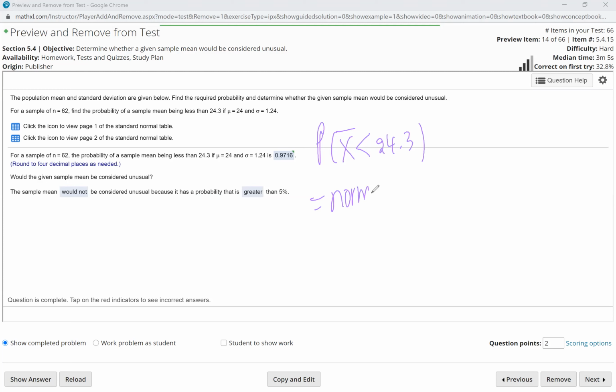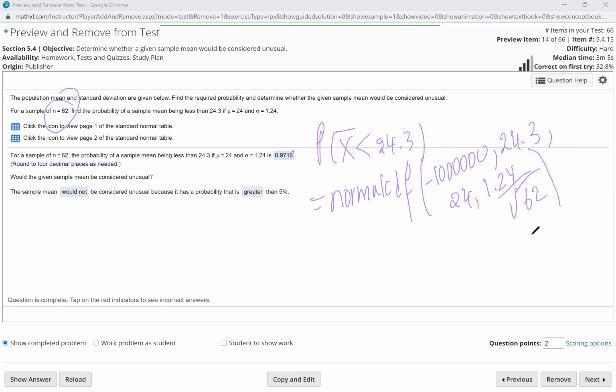So if you do the normal CDF here, it will be negative a million, 24.3. Mean is 24. And look, guys, what I'm going to do now, standard deviation: it's 1.24 divided by square root of the sample size. And what did he say? The sample size here is 62. So I'll just put 62. So that's how you work with the sample means. He gave you table 4 if you want to use it, but you can use normal CDF.